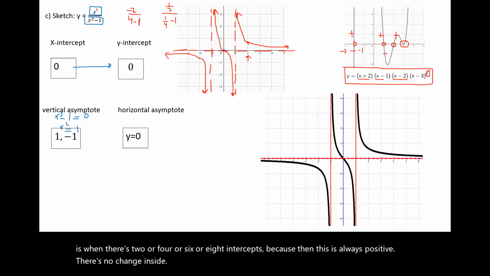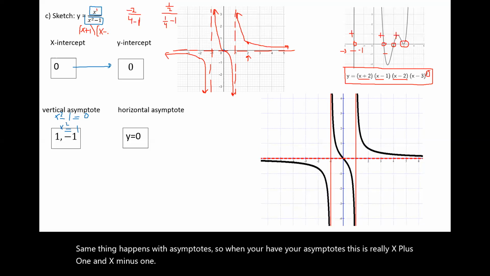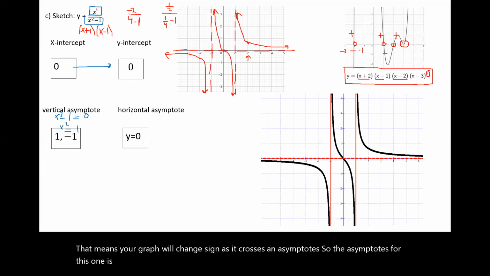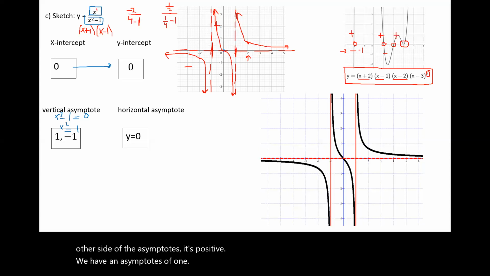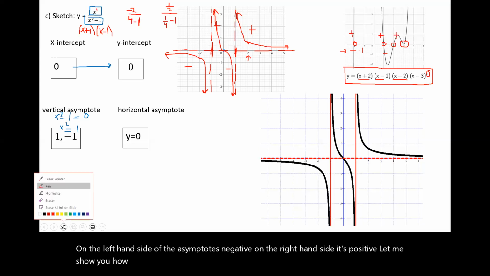Same thing happens with asymptotes. So when you have your asymptotes, this is really x plus 1 and x minus 1. That means your graph will change sign as it crosses an asymptote. So the asymptote for this one is -1. When we're at -1, the graph on this side is negative. On the other side of the asymptote, it's positive. We have an asymptote of 1. On the left-hand side of the asymptote, it's negative. On the right-hand side, it's positive. Let me show you how that's going to help us sketch the graph.